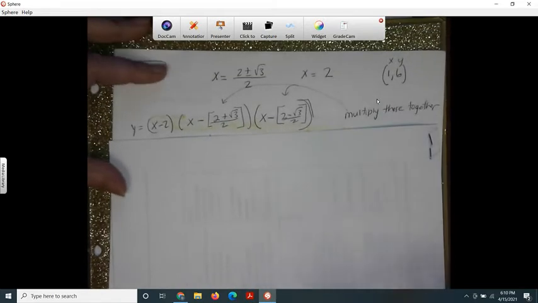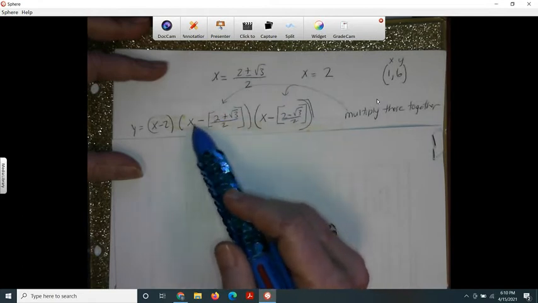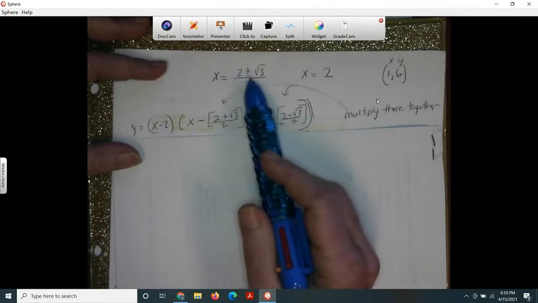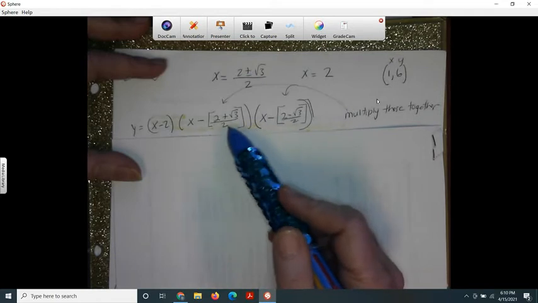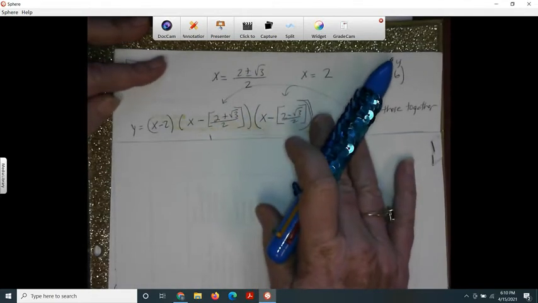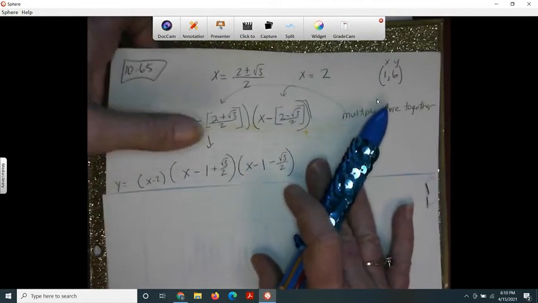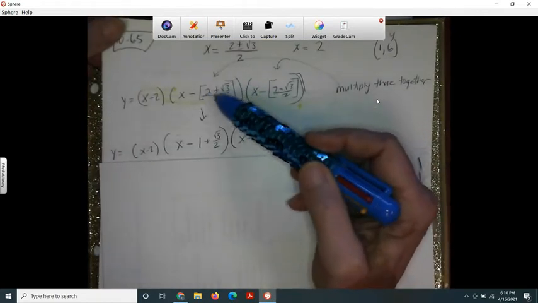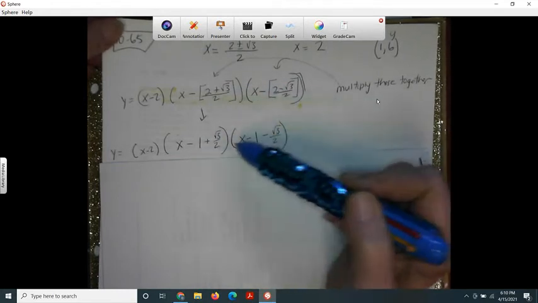So I separated these out by going x minus whatever the root is. There's two of them, the plus root 3 over 2 and the minus root 3 over 2. And then you have to multiply these together. The way I thought was easiest was to separate out, you know how 2 over 2 is 1 and root 3 over 2 is... I separated them out like that so they wouldn't have the fractions in them.